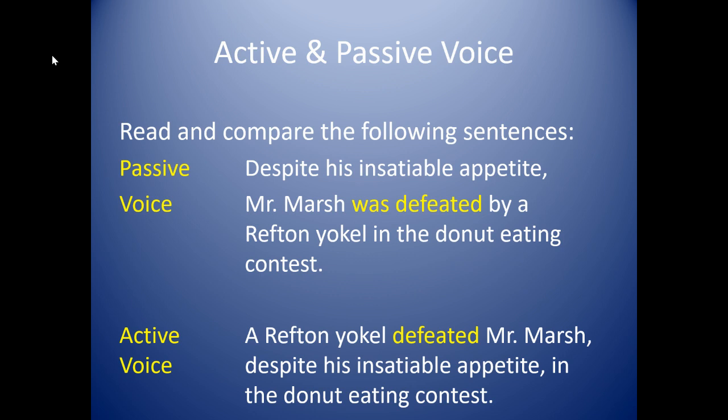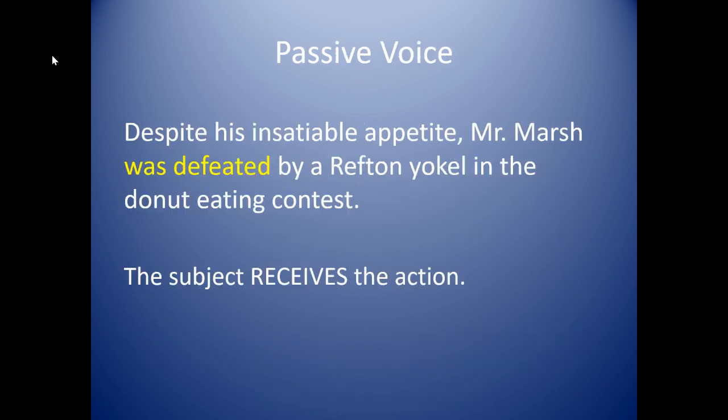So visually, I can see that the verb is different, from was defeated to defeated. I can also see the order is a little bit different. As opposed to saying Mr. Marsh was defeated, I have the yokel defeated Mr. Marsh. I can see that Mr. Marsh has moved from the beginning to behind the verb. I can also see the yokel from Refton has moved from behind the verb to the front of the verb. And so that's some visual differences between active and passive voice.